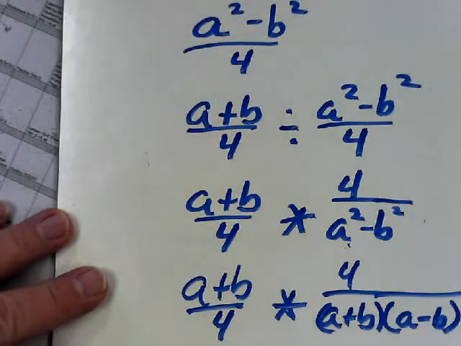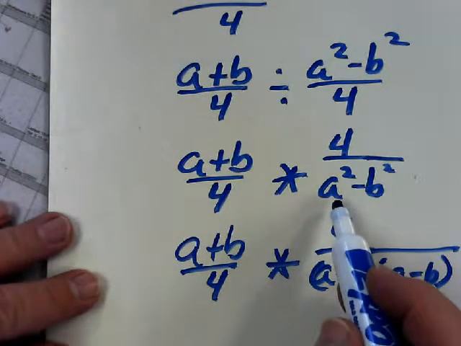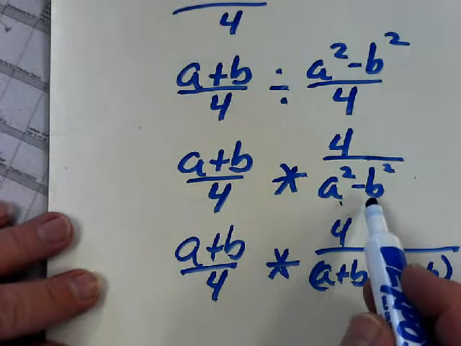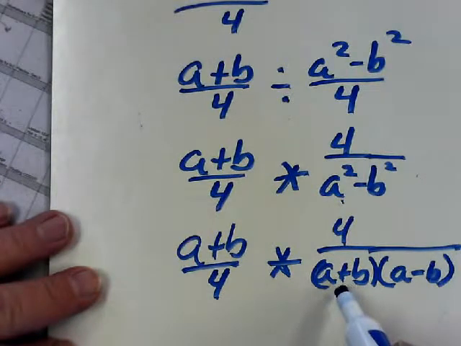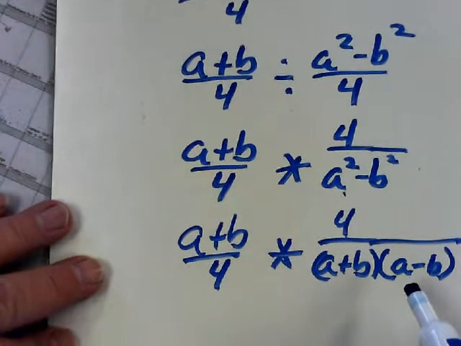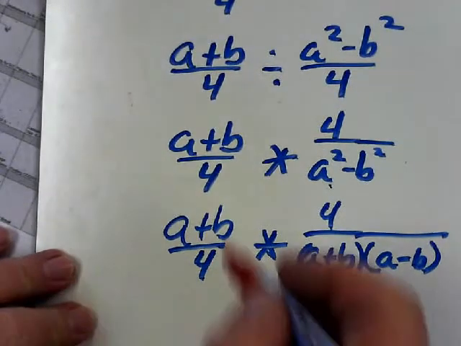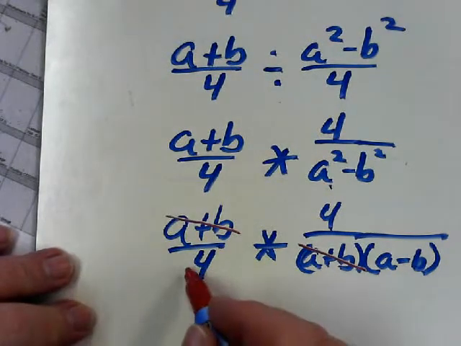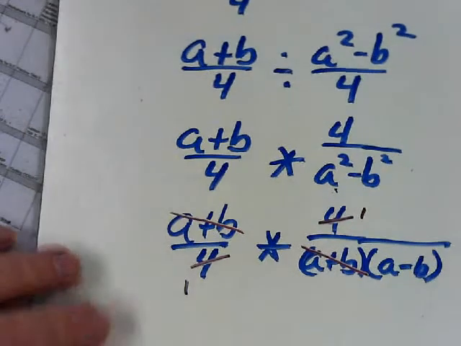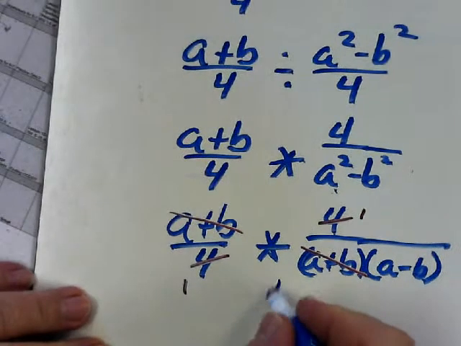This is the difference of two perfect squares. Isn't a squared a perfect square? Yep. b squared's a perfect square? They're subtracted from each other? Remember, it factors into a plus b, a minus b. Anything that I can cancel? Your a plus b and your a plus b are gone. So you can cancel your 4 and 4. So you have 1 over a minus b.